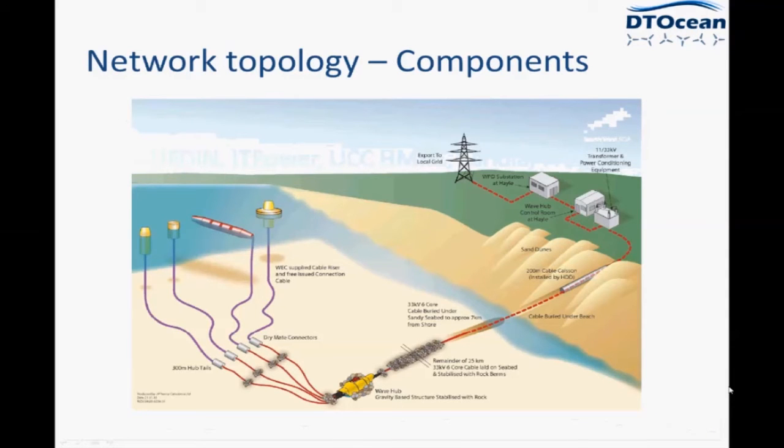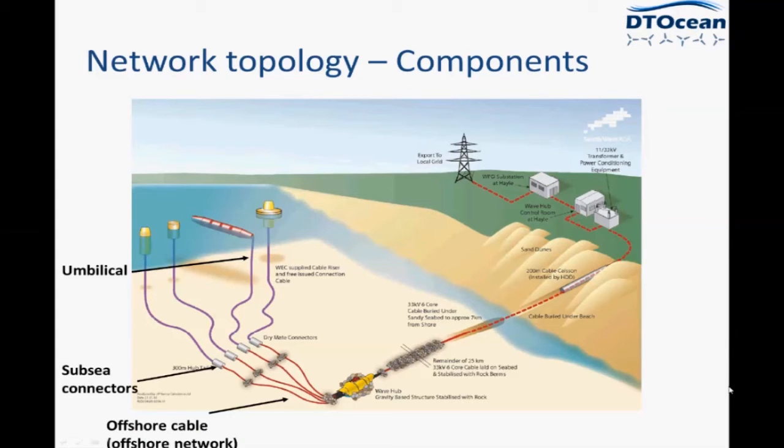So what have I been talking about for the last 10, 15 minutes? Well, we're interested in the network topology, the components within that, and how they impact upon the overall performance of the network. So it can be rather crudely defined with only a few components, so the umbilical, the subsea connectors, the offshore cable, which defines the offshore network, the collection point, which may be a hub, it may be an offshore substation, the transformer. If we need that or not depends on the array power and the distance to shore, and that's something that Anup's going to go into a lot more detail on.